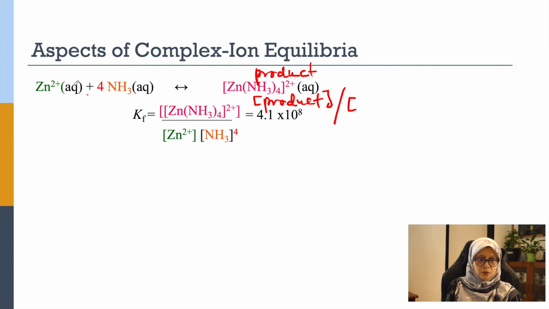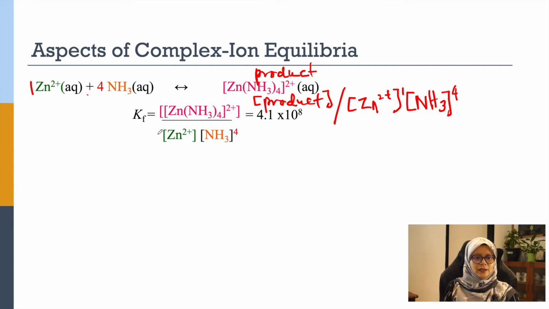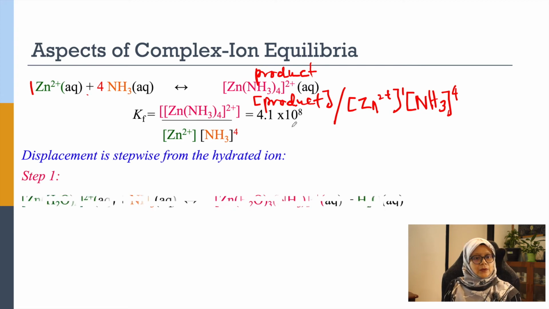divided by the concentration of the reactants. We have two reactants here, Zn2+, which we don't write a concentration for, so this is only 1, and then times the concentration of NH3 to the power of 4, because we have 4 moles of ammonia and 1 mole of Zn2+. The value of the Kf here is given to us as 4.1 times 10 to the power of 8.